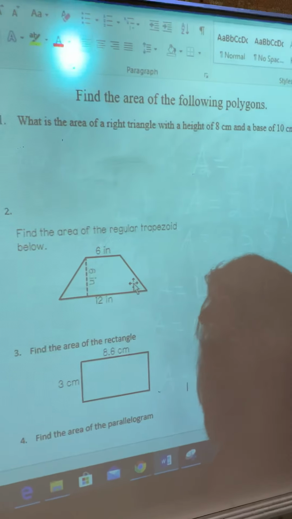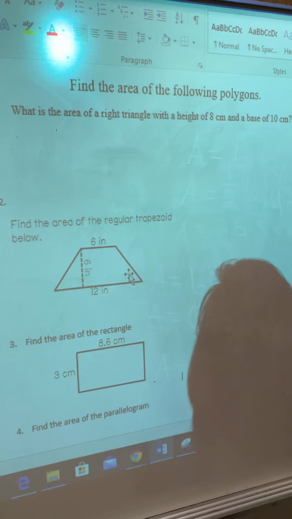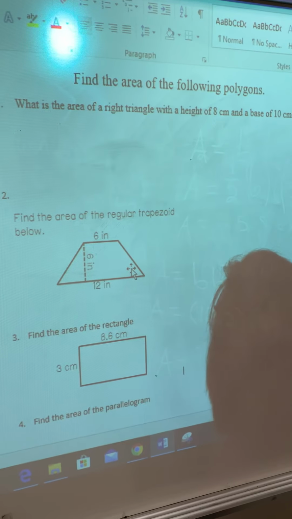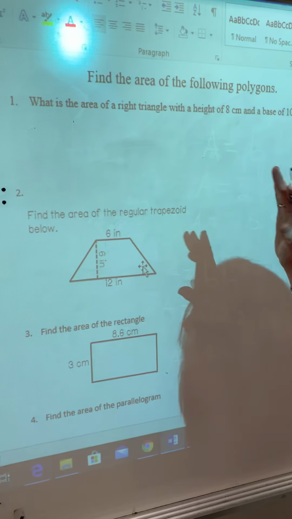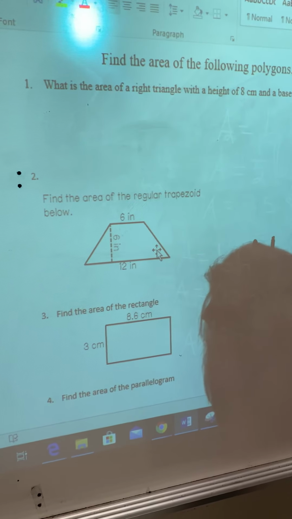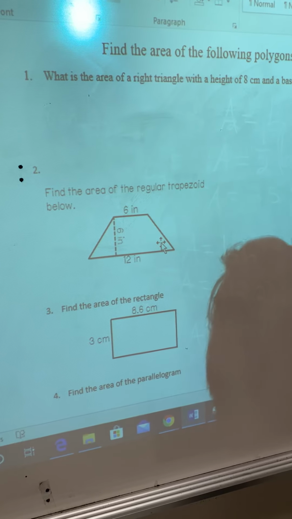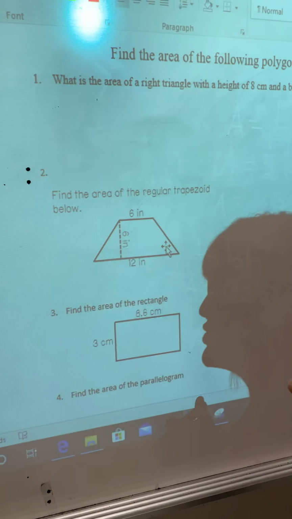I'm going to read through it. What is the area of a right triangle with a height of 8 centimeters and a base of 10 centimeters? Now I'm going to start looking at it again and pulling out information. What is the area of a right triangle? It's going to be a right triangle, but I don't have anything there, so I'm going to draw a picture of what this word problem is saying.